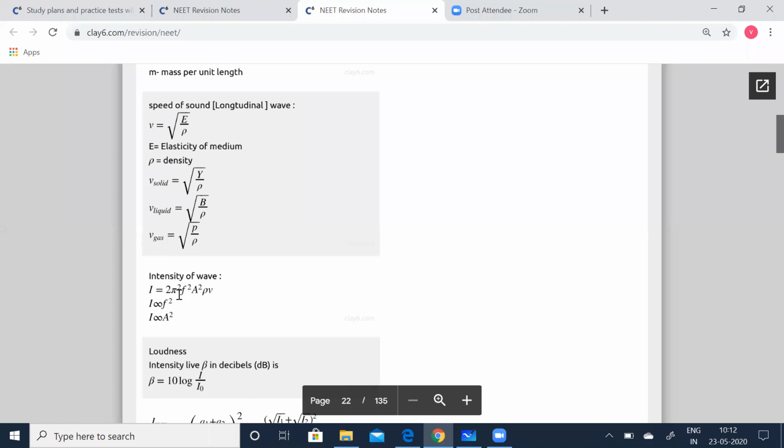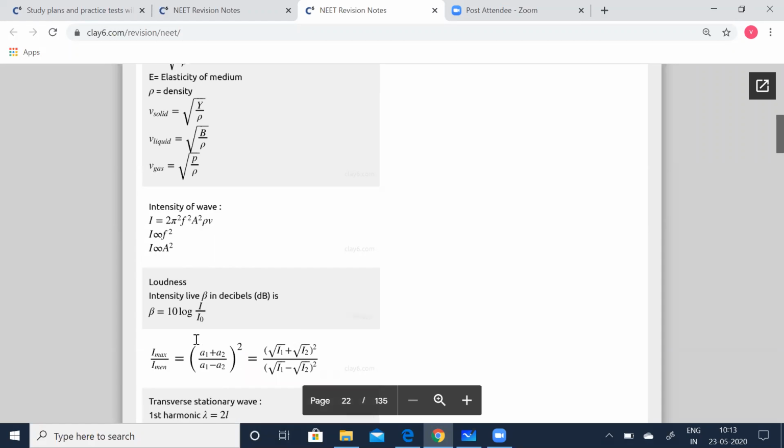I is equal to 2 pi squared f squared a squared rho v. I stands for intensity. Now 2 pi squared, rho, v, everything is going to be a constant. So you can see I is directly proportional to f squared, the frequency. And I is also proportional to a squared, the amplitude. These two are the variables because density is not going to change, 2 pi squared is going to be the same, and v is going to be constant. So you can see that intensity is directly proportional to the square of f and a.